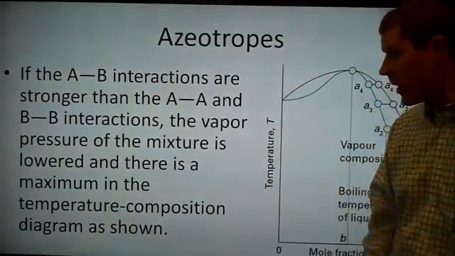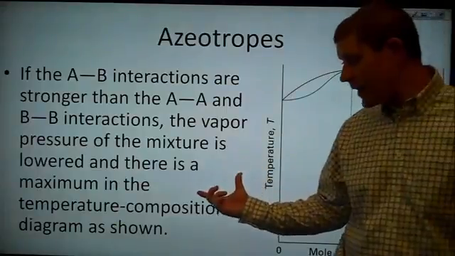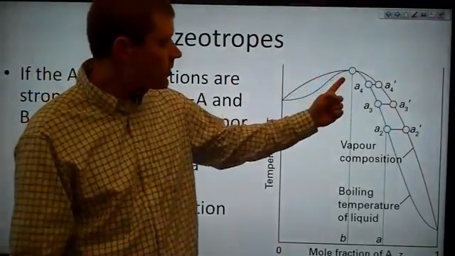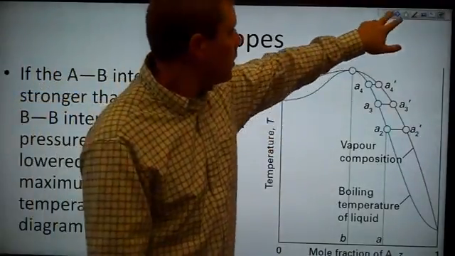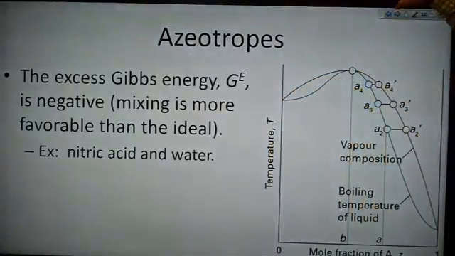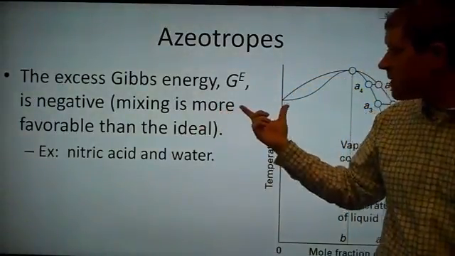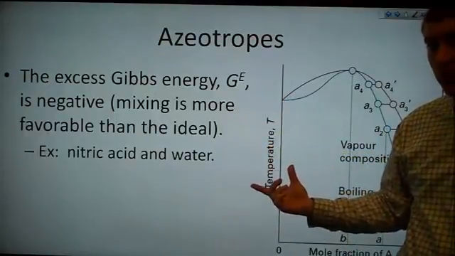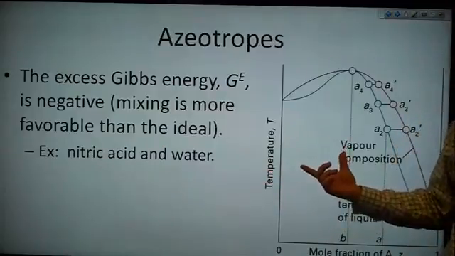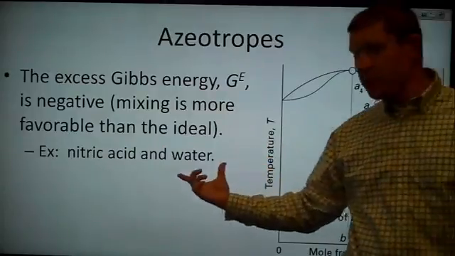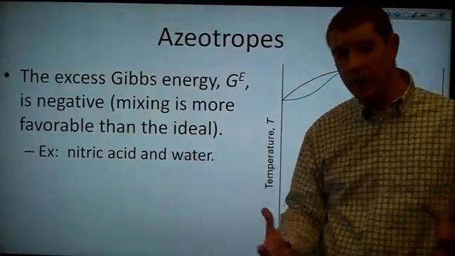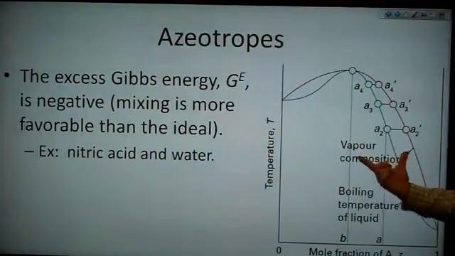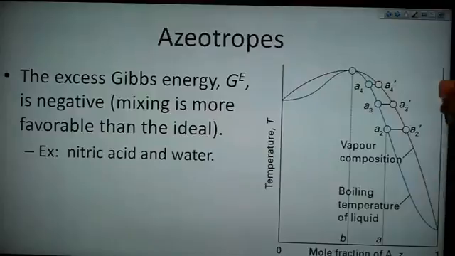It's going to be harder to separate those molecules, and this means that there's a maximum in our temperature composition diagram, as we see over here. Right, so we have this maximum point here. The excess Gibbs energy, GE, is negative, which means mixing is more favorable than it was for an ideal solution. So this may be something like nitric acid and water. If we mix nitric acid and water, we get energy out. And so we may have a case where it looks something like this.